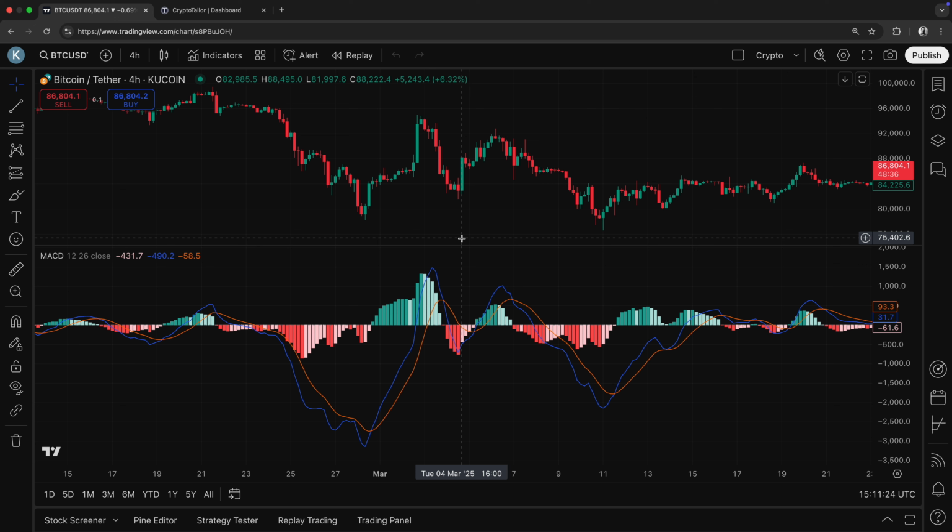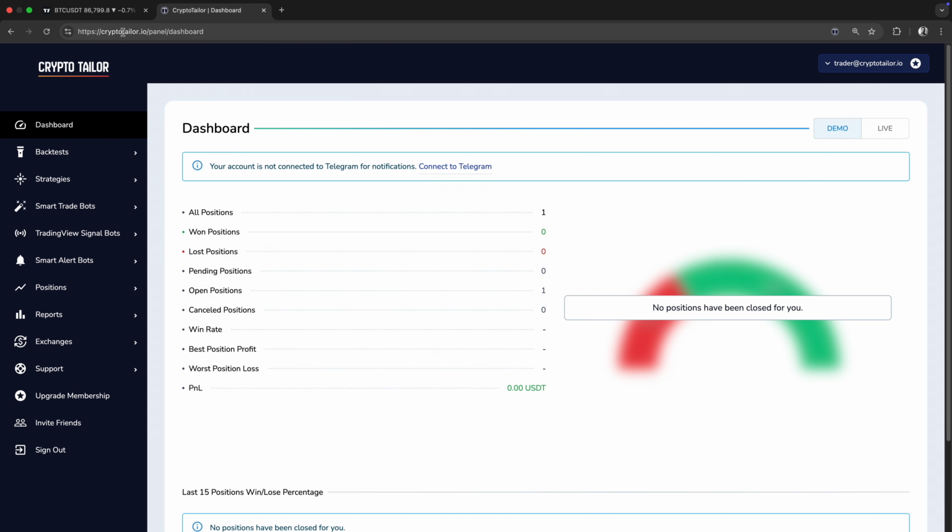Now, let's see how we can automate these signals. With CryptoTailor, you can easily automate the MACD indicator by converting your strategy into a trading bot that operates around the clock on any trading pair you choose. You can run this bot in demo mode to safely test your strategy under real market conditions, or in live mode, where it securely connects to your crypto exchange account using API keys and executes trades automatically.